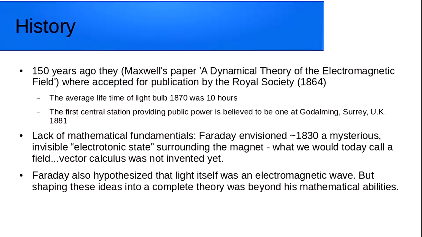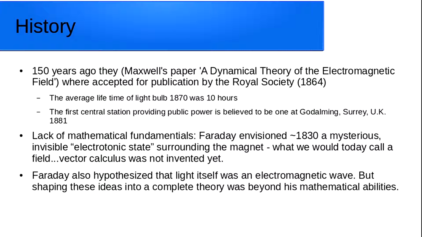First, some history, because it's exactly 150 years ago that these equations, or Maxwell's paper, A Dynamical Theory of the Electromagnetic Field, were accepted for publication by the Royal Society. Perhaps some remarks on what was going on in technology at this time. The average lifetime of a light bulb in 1870 was around 10 hours.